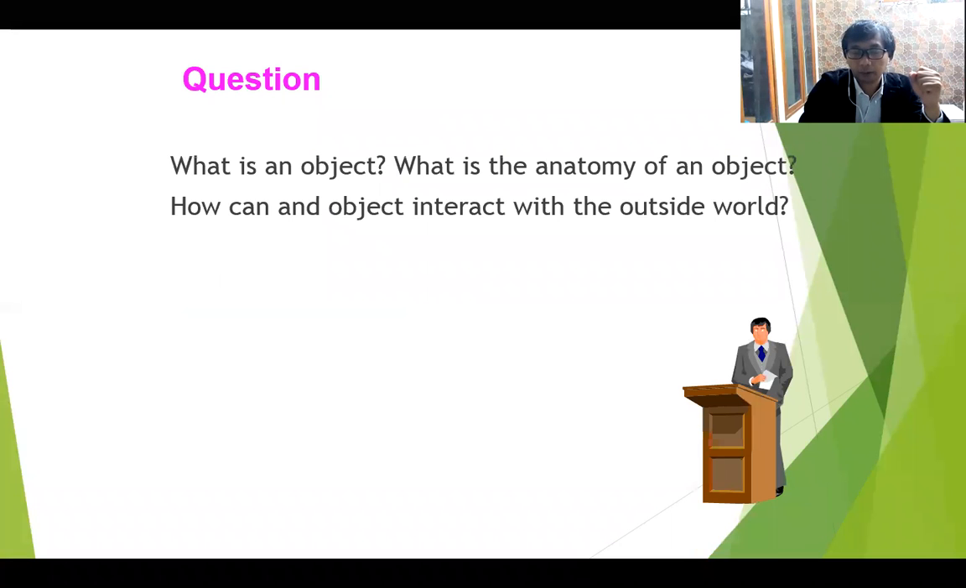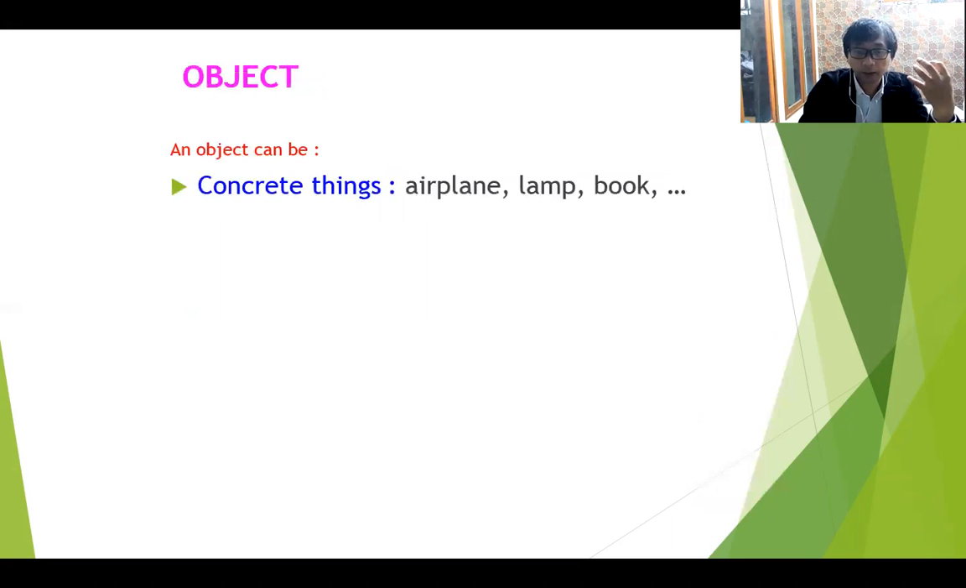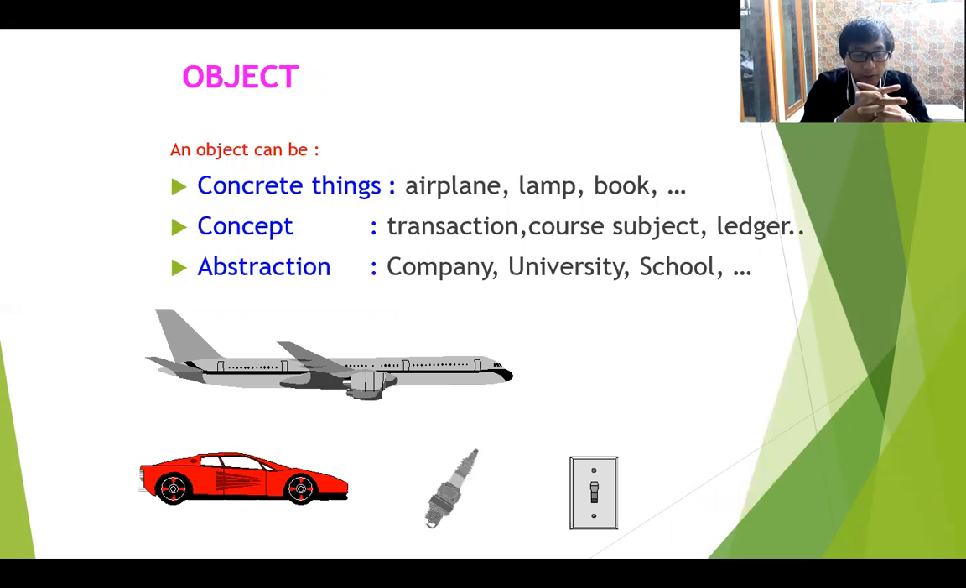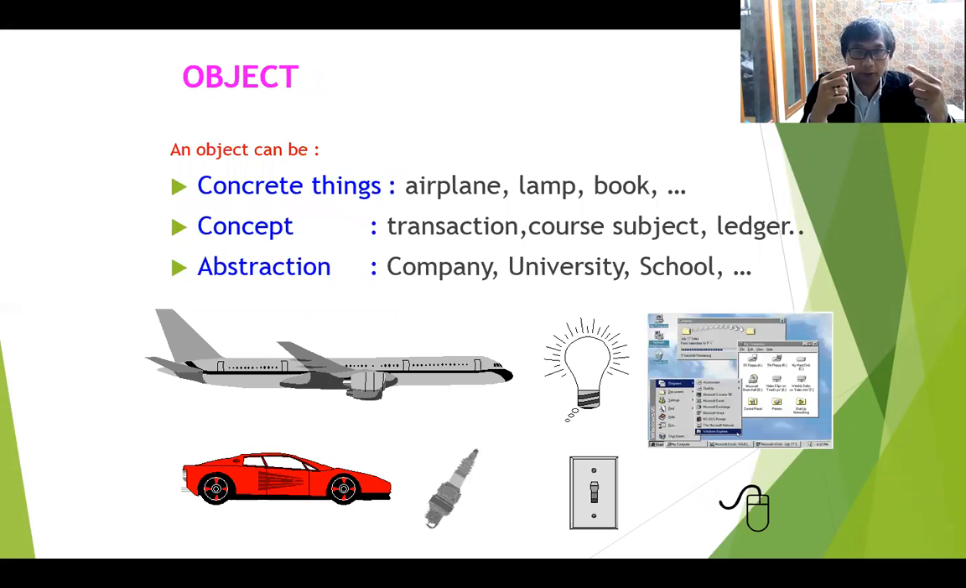So what is an object, what is the anatomy of an object, and how can an object interact with the outside world? You have to make it clear in your mind first. Usually an object consists of three things. The first thing would be concrete things, or things that you can touch, that you can see, that you can interact with directly. That is a concrete thing.